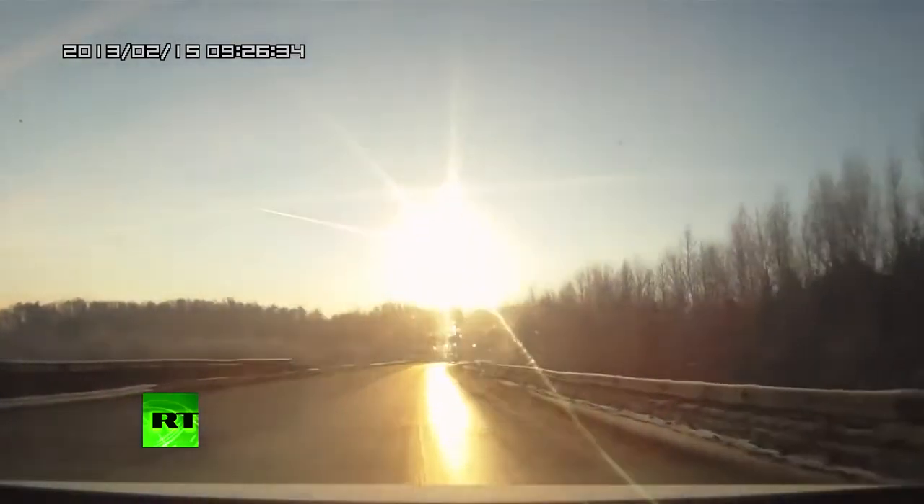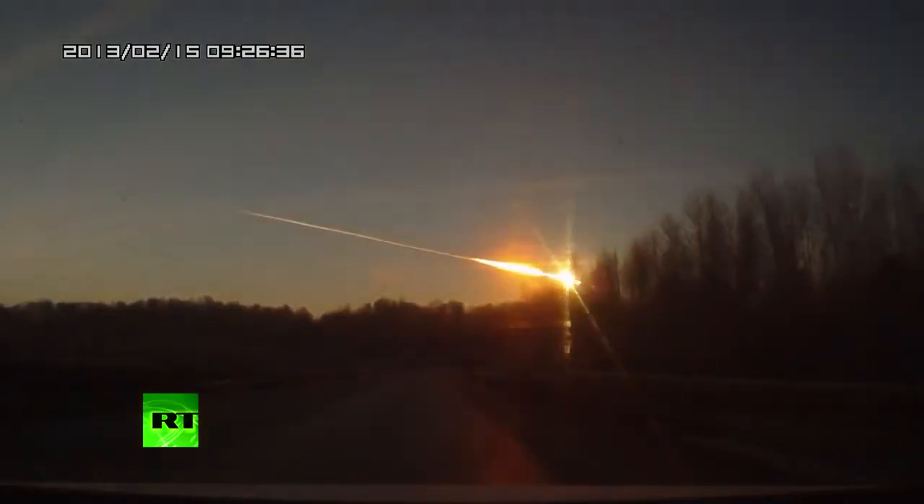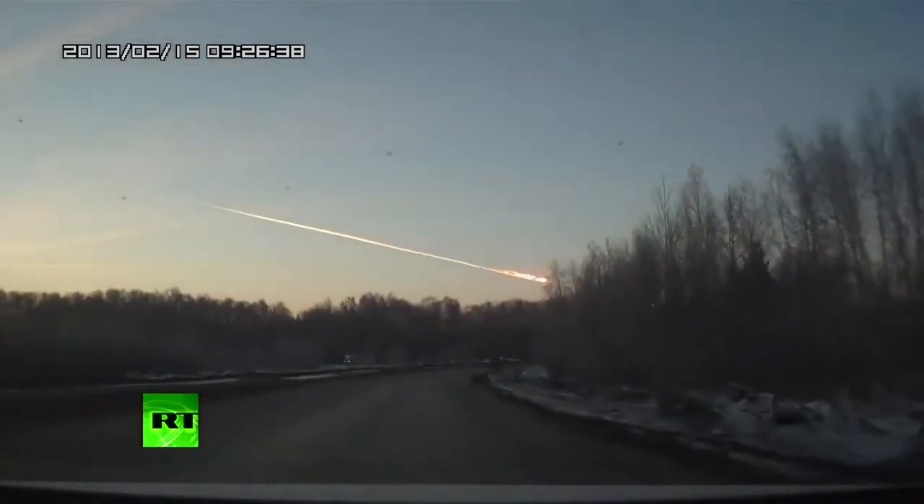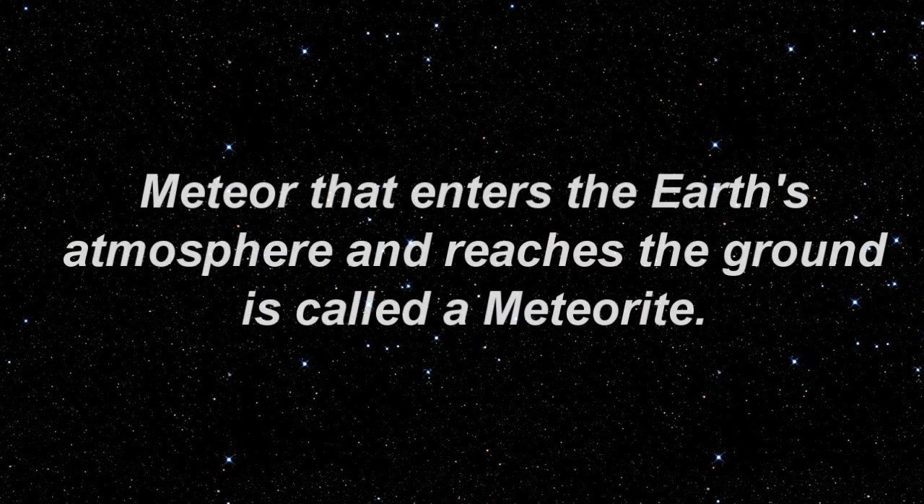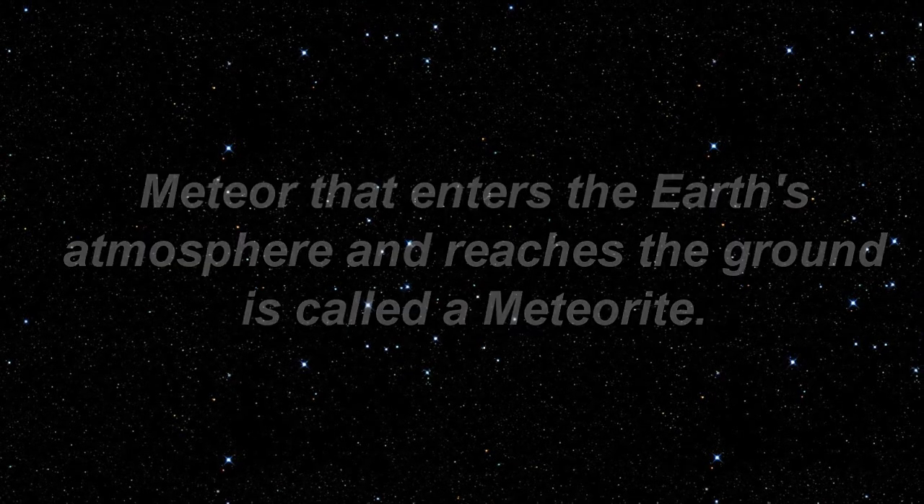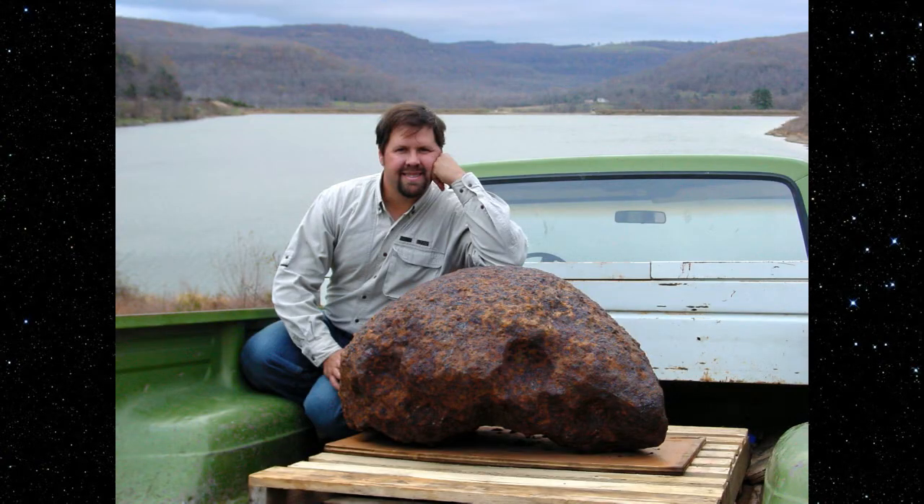This one was huge, and it entered the Earth's atmosphere, exploded just before it reached the Earth, and all those pieces actually caused quite a bit of damage and injured some people. A meteor that enters the Earth's atmosphere and does reach it all the way to the ground is called a meteorite. Now, meteorites can be pretty big, like this one, or they can be smaller, like this one, or they can actually be really small. Matter of fact, most of them are very small.